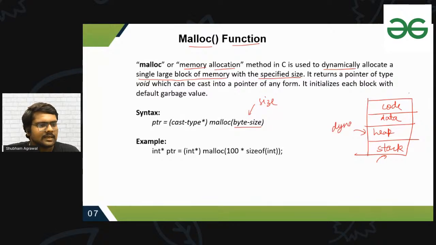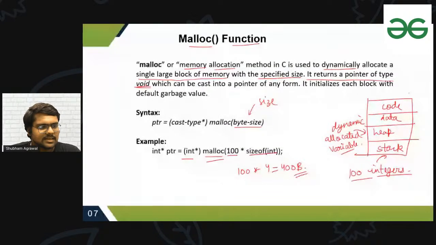Suppose I want to dynamically allocate memory for 100 integers. I will specify the size here: 100 into sizeof(int), which is 4 bytes. So we have 400 bytes of memory, and we have to typecast it because it returns type void. We have to typecast it into the variable type that we are using, so here we are using int star.